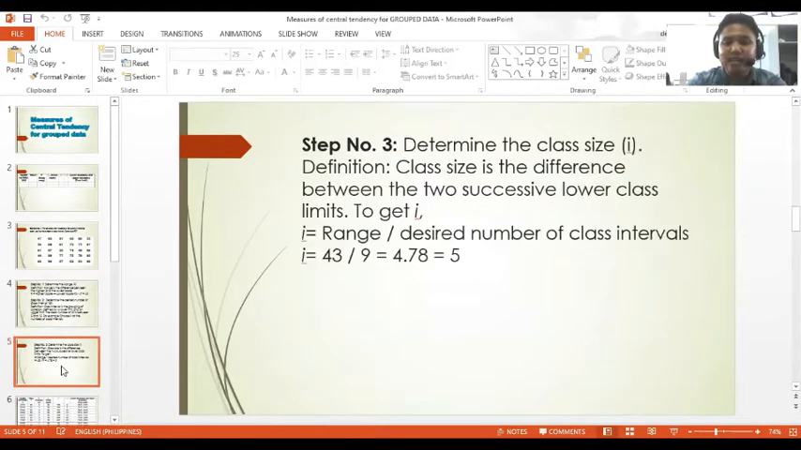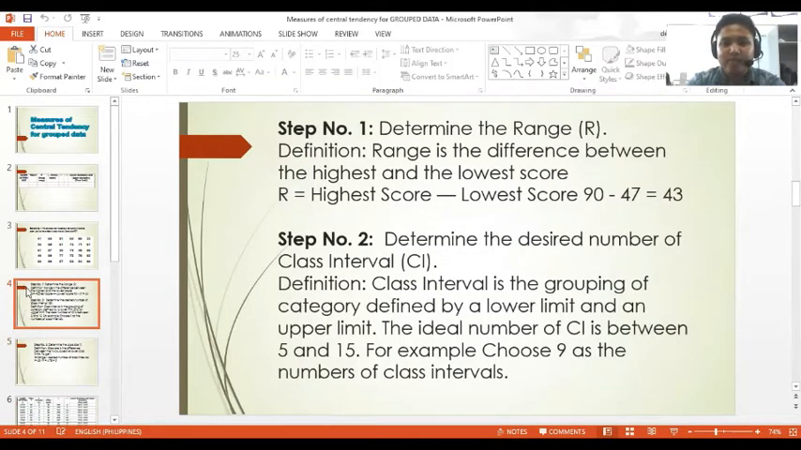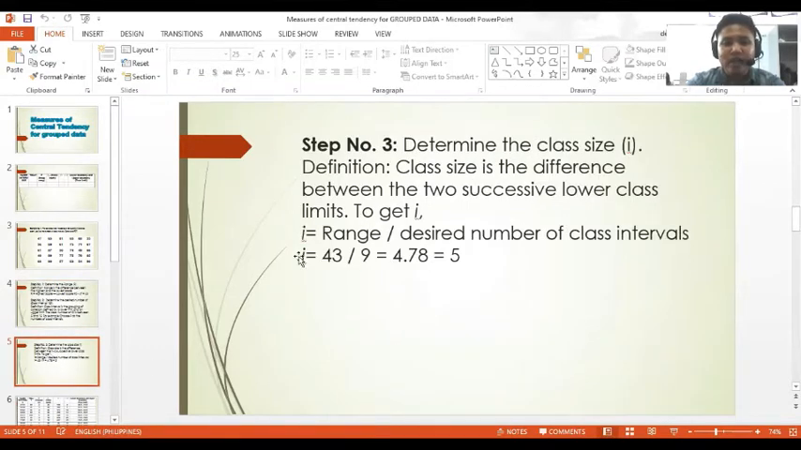Next, proceed tayo sa step number 3, i-determine the class size or i natin. Para makuha yun, ang sagot doon sa step 1 natin na 43, tapos sa step 2 na class intervals na 9, divide lang natin yun. So, 43 divided by 9, that is 4.78. And i-round off natin, that is 5. So, yun yung magiging class size natin.